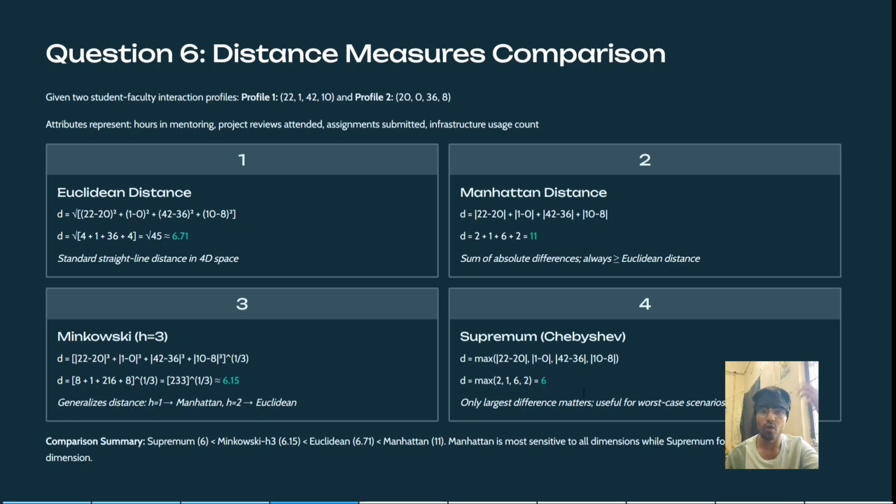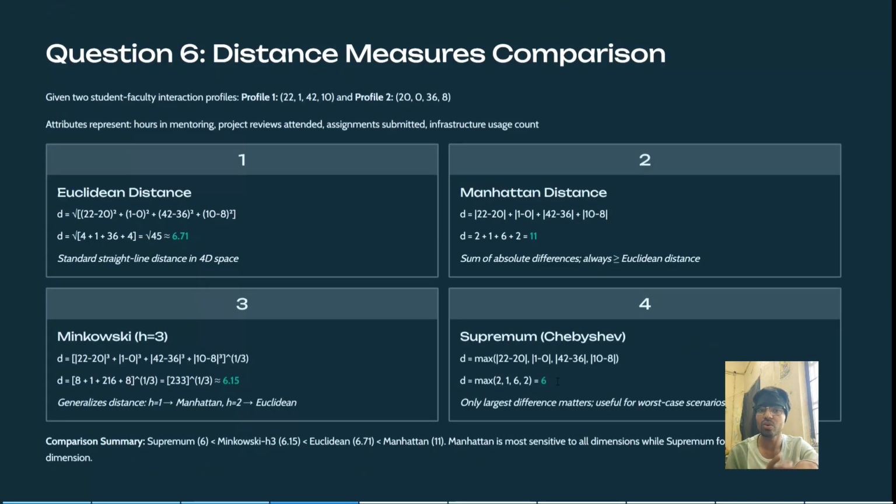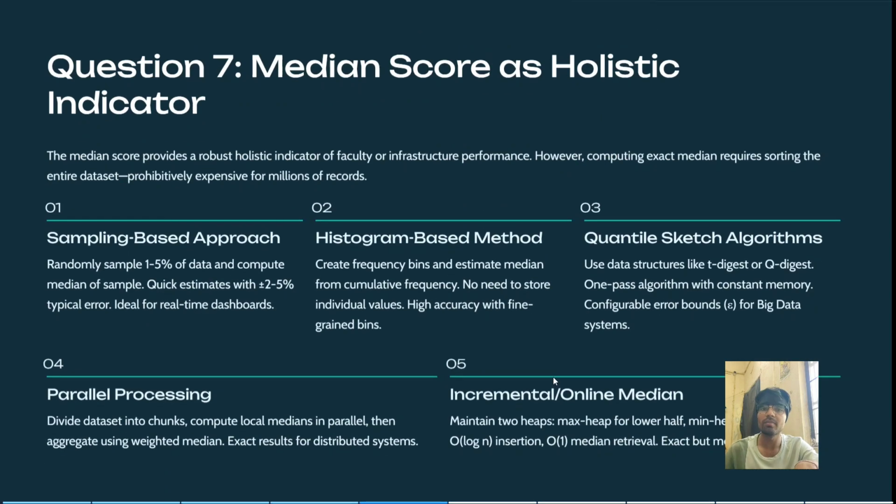So comparing all four: supremum, 6, is the smallest, only caring about the worst dimension. Minkowski with h equal to 3 gives 6.15, and the Euclidean is 6.71, and the Manhattan is 11, the largest, sensitive to all dimensions. So each metric has its use depending on your application. So what aspect of similarity matters most?